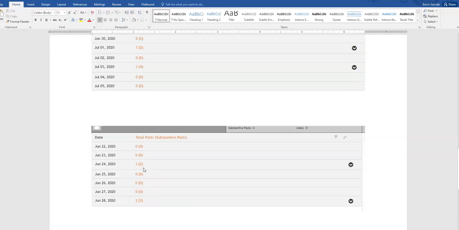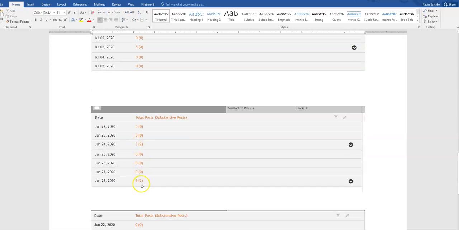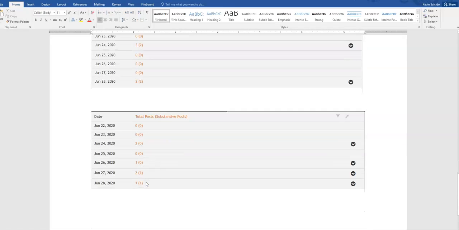Okay. Same thing with this one here. They only got credit for 2 days of participation because they only got 2 replies here and 2 replies there. Final example here is this one. They have 2 replies here with no posts counted for substantive, and they got 1 post here with none, and then on the 27th they have 2 replies with 1 counting, and then they have 1 post with 1 counting. So the student wouldn't earn any credit.